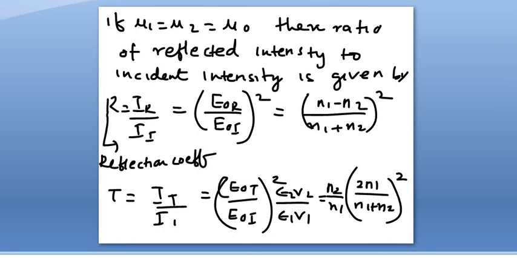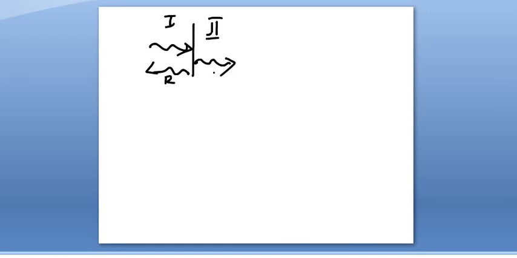Fine. Now, our law of conservation of energy demands that when light hits a surface, let us say this is surface 1, this is surface 2, what should happen? Either it should be reflected or it should be transmitted. So once the light hits, if this is 100%, then R and T should also add up to 100%. So our law of conservation demands that R plus T is equal to 1, that is 100%. It is the conservation of energy.